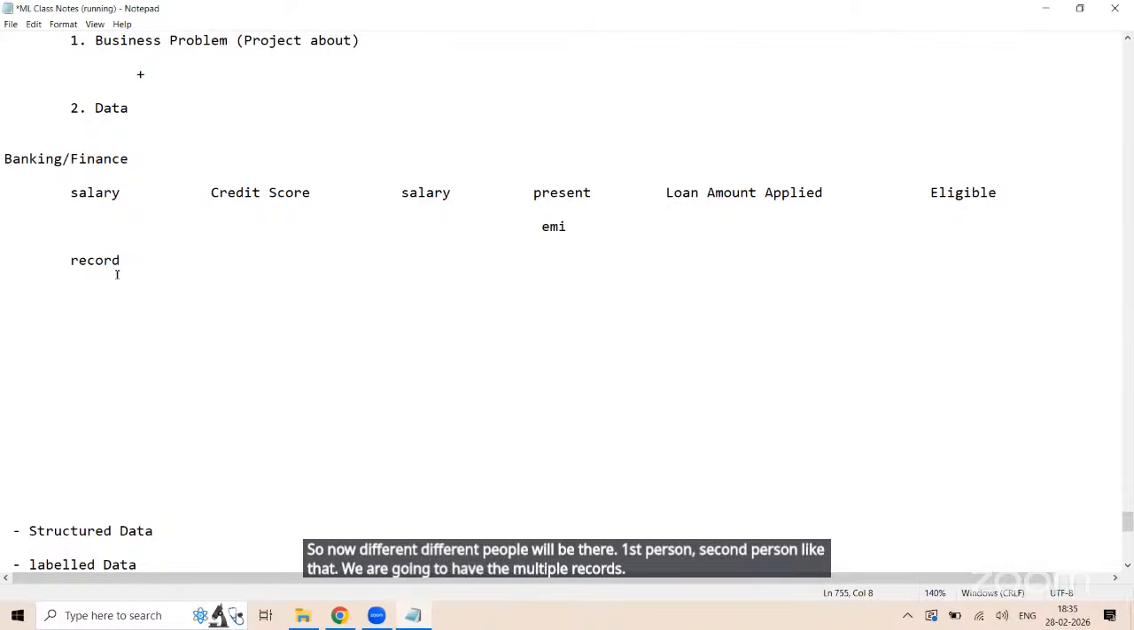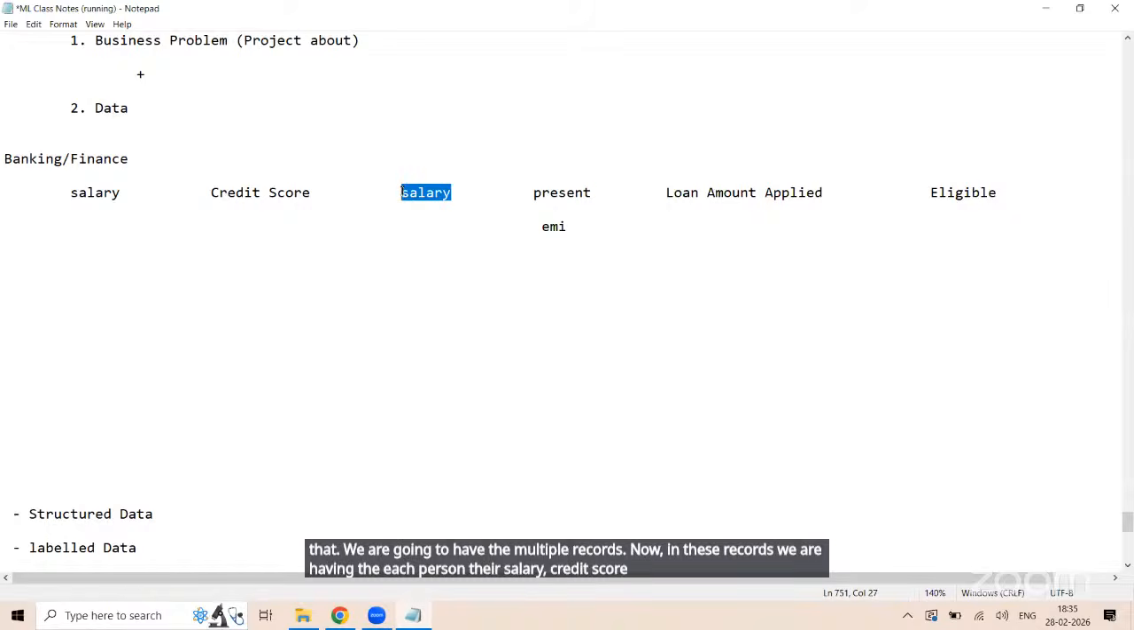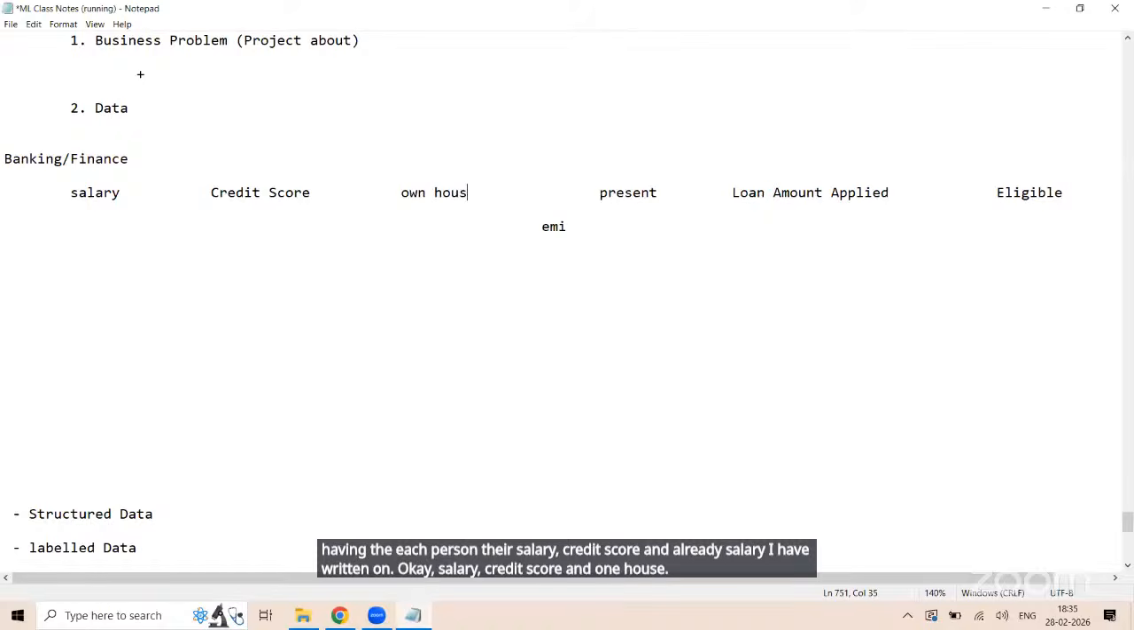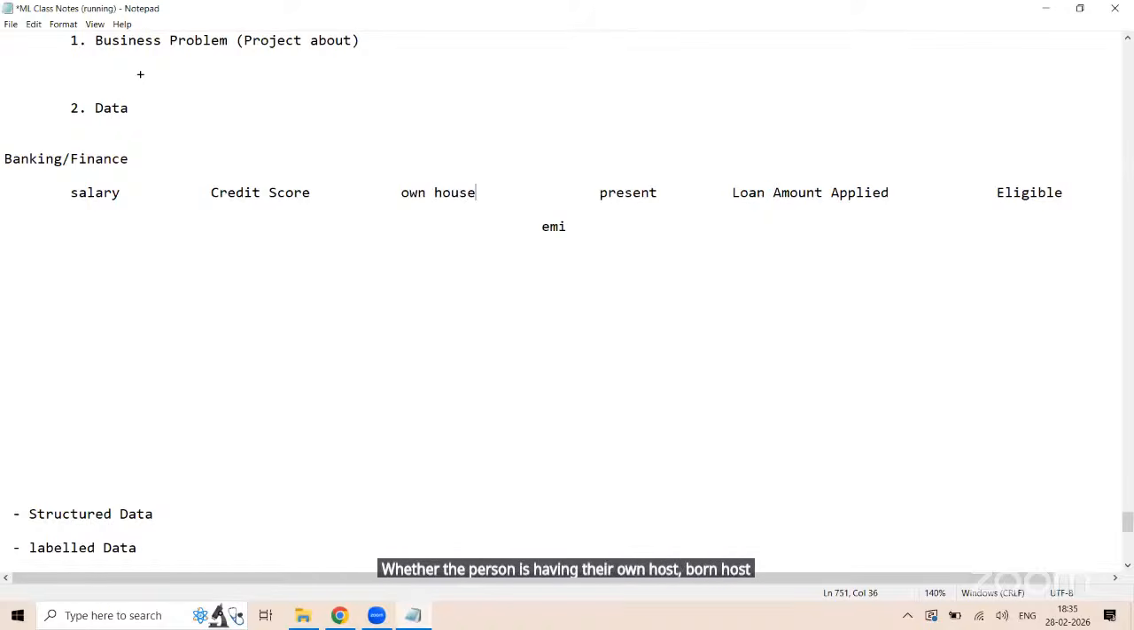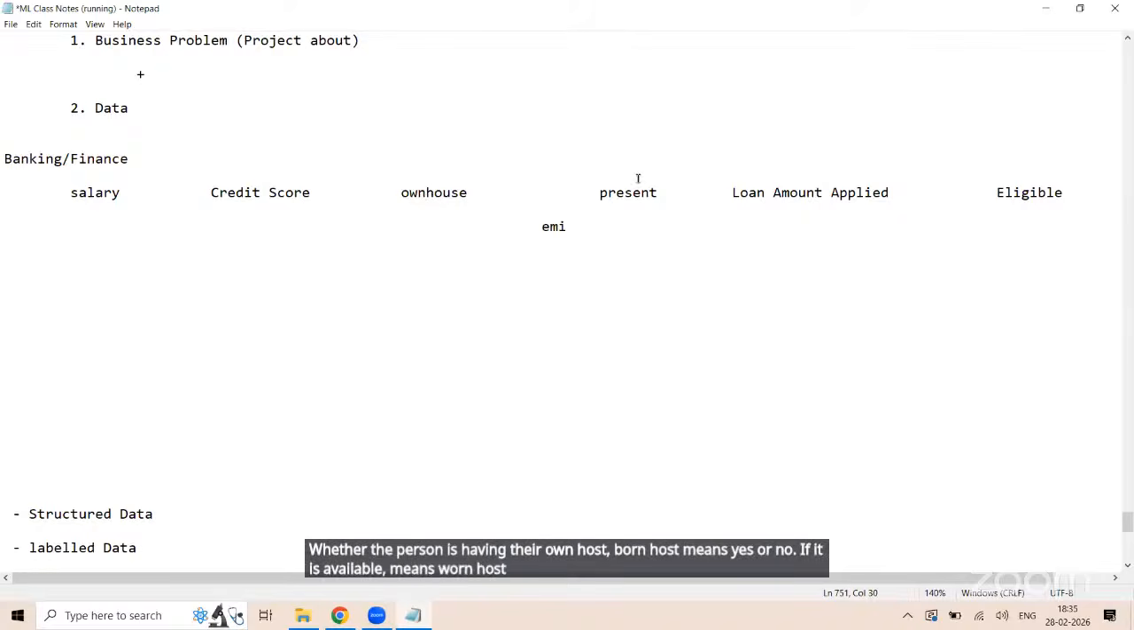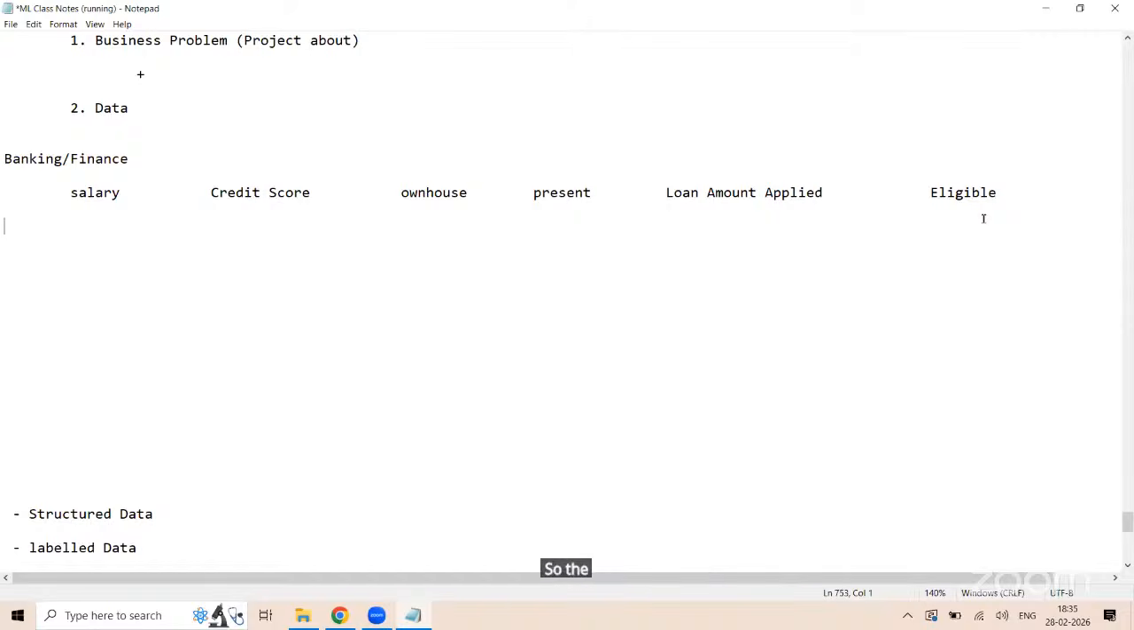Now in these records, we have, for each person, their salary, credit score, and own house. Whether the person has their own house means yes or no. If it is available, yes; if not there, no. So based on all these parameters, I have to estimate whether the person is eligible for the loan, yes or no. These people are going to give the information to the bank.